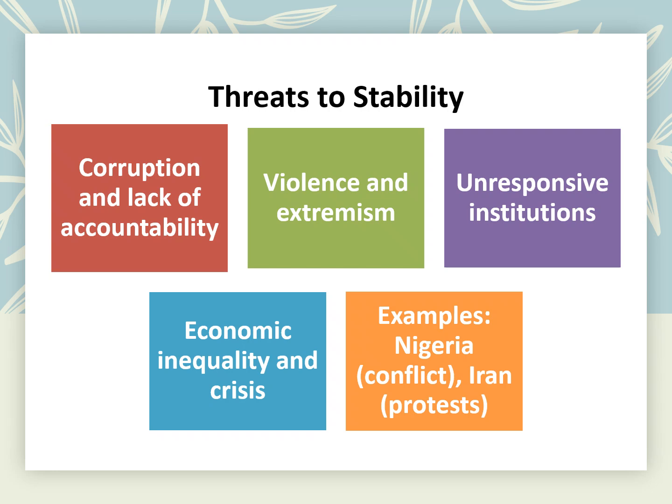Nigeria's instability is linked to corruption and regional conflict, while Iran has protests despite authoritarian control. So even though it's a dictatorship, it's authoritarian, people are still going to protest. They're going to violate any perceived laws if they don't feel the government is hearing them.